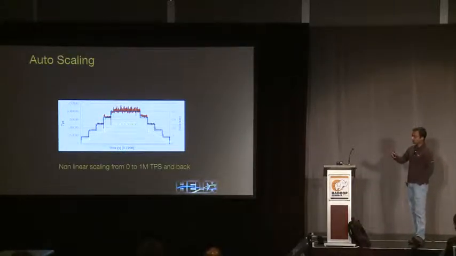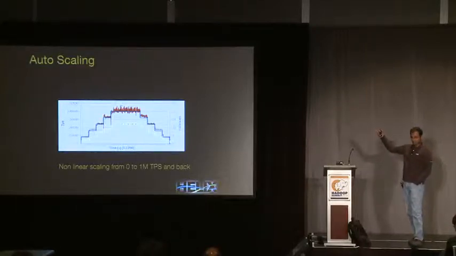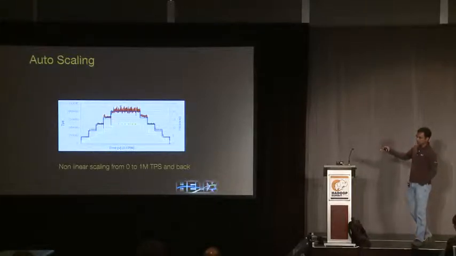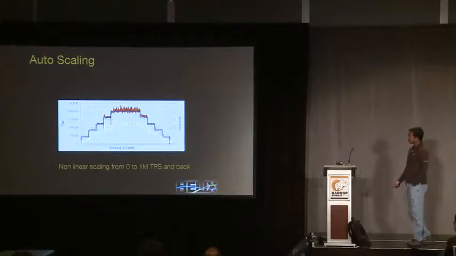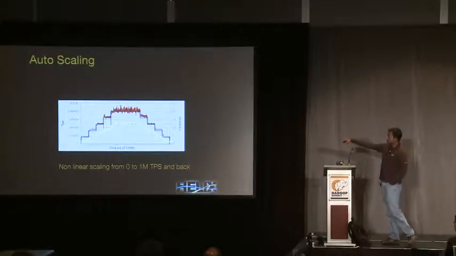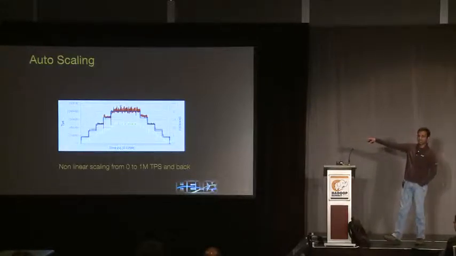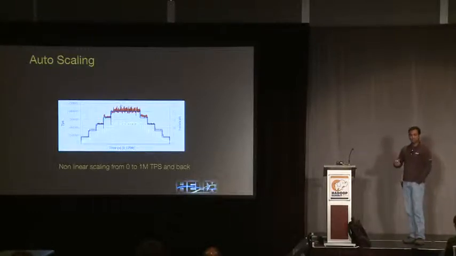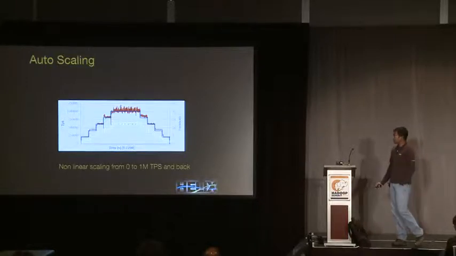So you see that the number of containers increases, all the way to a million transactions per second, and then we have dropped it down gradually. The yellow line here shows the number of instances that were needed to satisfy those transactions. So all these things are happening dynamically. The auto scaling part can be seen here.